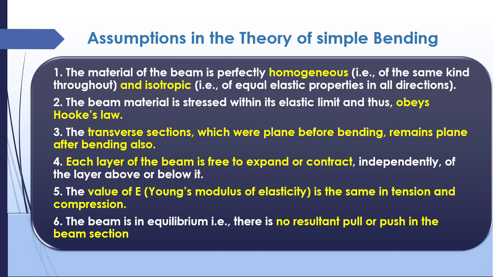And the fourth assumption is that each layer of the beam is free to expand or contract. Yes, the layers of the beam should expand or contract according to the bending. Otherwise it won't bend, right? Then the value of E, that is the elastic modulus, is the same in tension as well as compression. That is another important assumption. And there is no resultant pull or push in the beam section. If there is a resultant, then the beam may fail. So it shouldn't fail; its resultant should be 0. That's it. So these are the assumptions to be considered before moving on to the theory of simple bending.